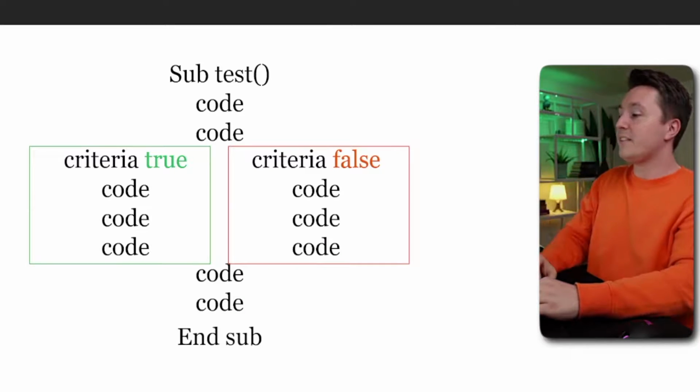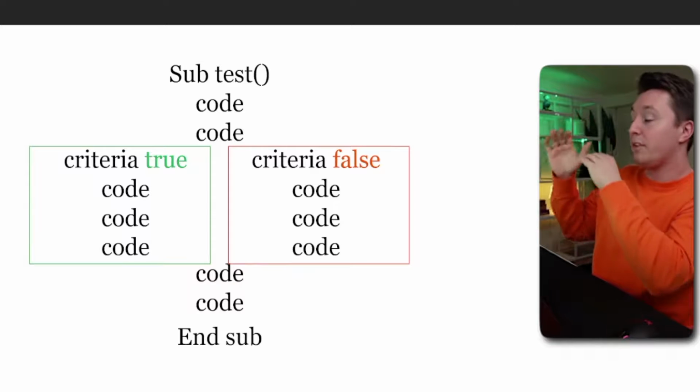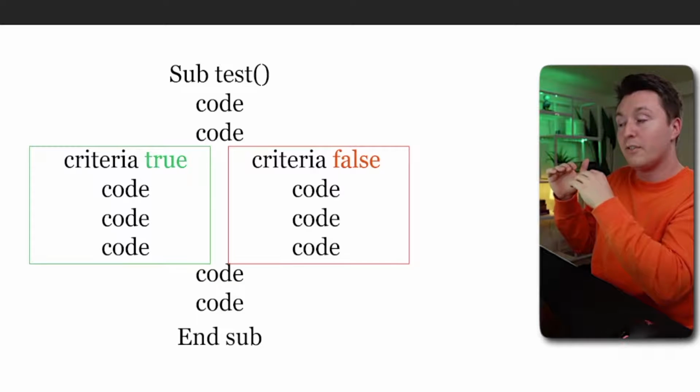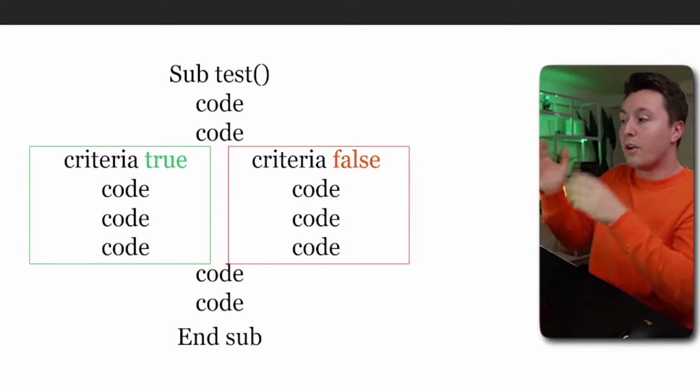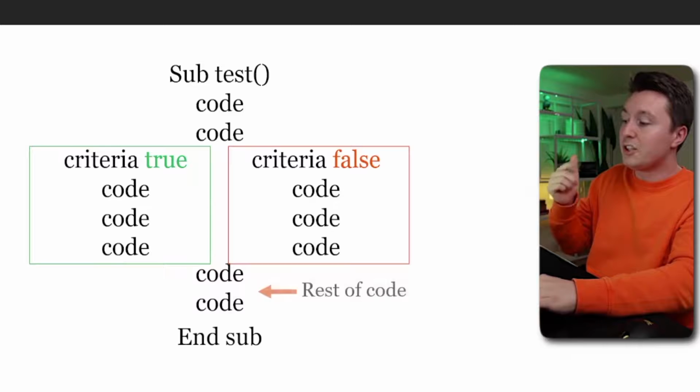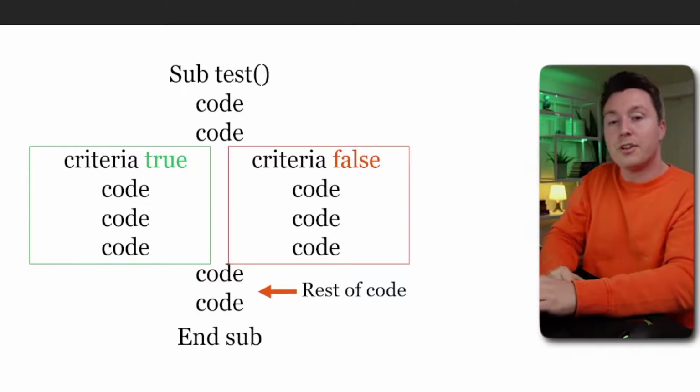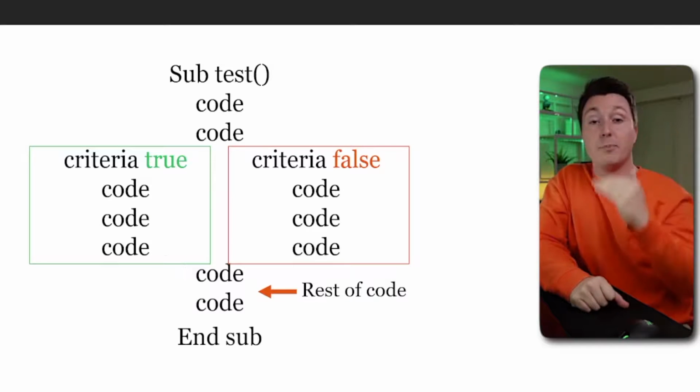And then after this, the criteria, if true runs, then these lines of code run, and then if false here to the right, they don't run, or vice versa. But when they're done, they just go back to the normal execution of the code, which is from top to bottom.